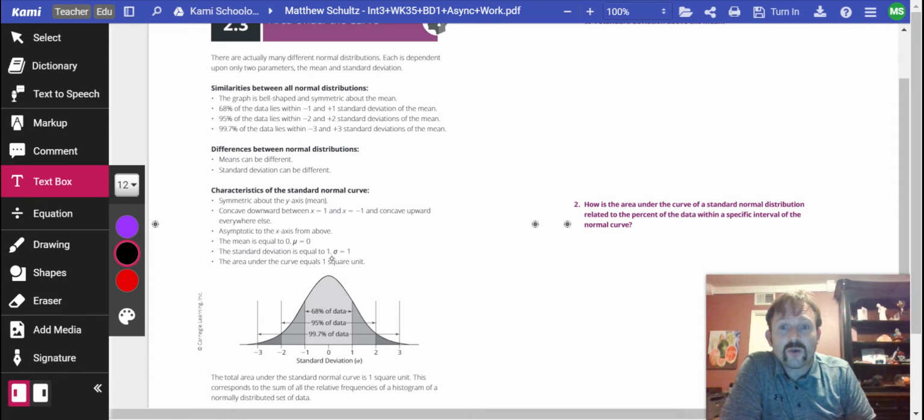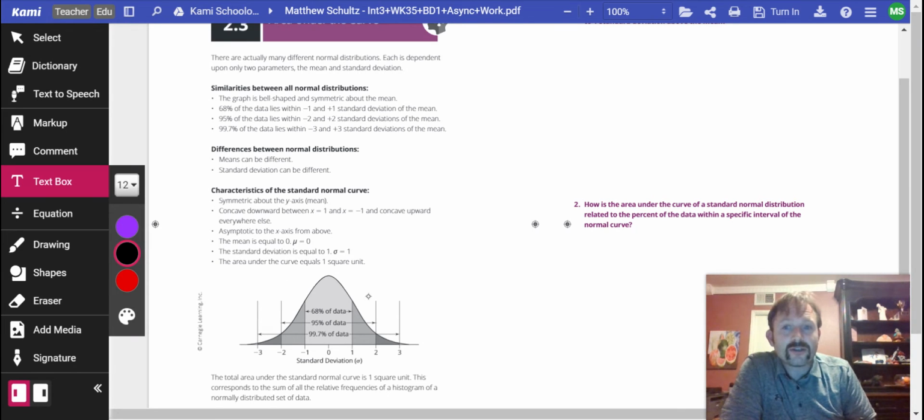So it's symmetric about the y-axis, left and right, concave downward, and then concave upward everywhere else. It's asymptotic to the x-axis from above, so that means it's not going to touch. It's going to get really, really close to that x-axis, left and right line, but it's not going to touch it. The standard deviation is 0 right here, and the standard deviation is always going to be 1, or -1 down 1.